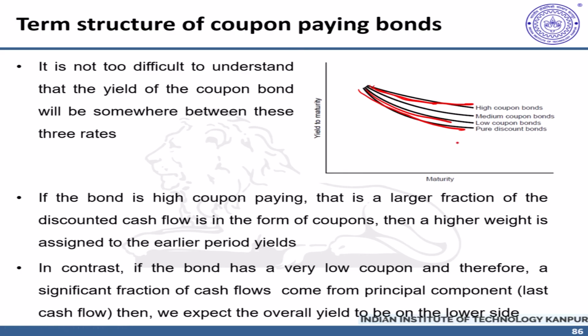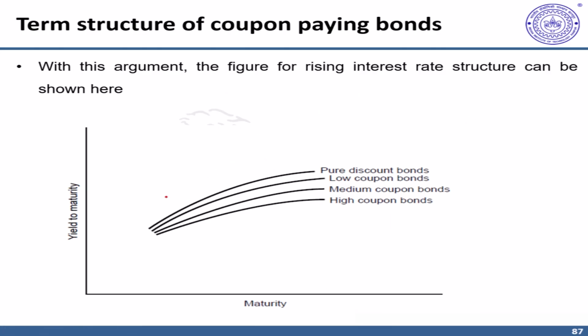So ceteris paribus, if you have two bonds, one a low coupon paying bond and one a high coupon paying bond, with identical maturity, the term structure of interest rate would suggest that yield would be higher for high coupon paying bonds as compared to low coupon bonds. Now the same logic we can apply in the case of rising term structure.